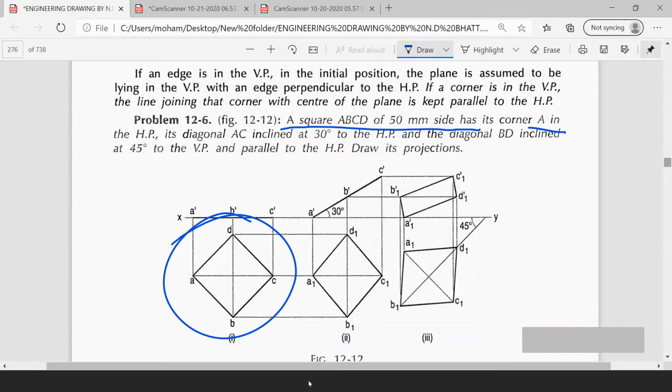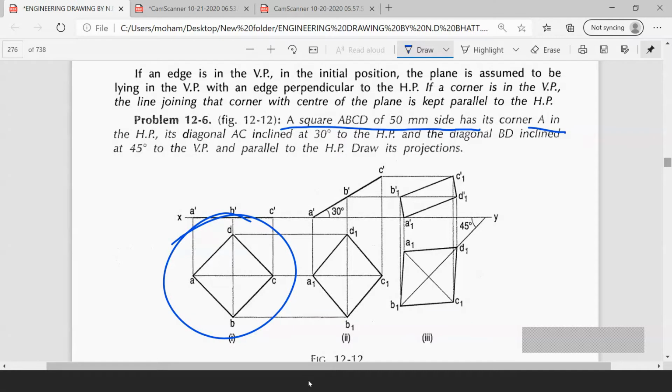Its diagonal AC, this one will be the diagonal AC. This diagonal AC is inclined at 30 degrees. Initially, this diagonal is inclined at 30 degrees, resting on the corner A. After that, this is one inclination. This inclination is known as a surface inclination. The total surface is inclined now. And the diagonal BD, which is the diagonal BD here?